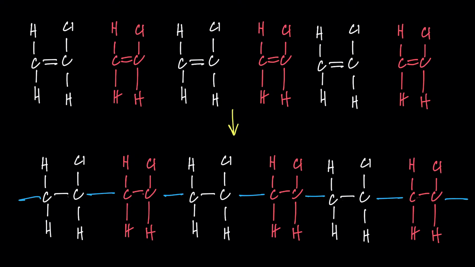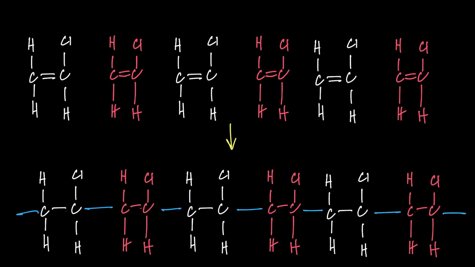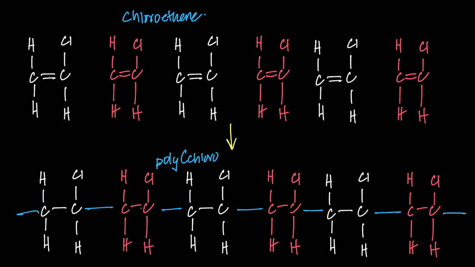This one is in fact what we call PVC. This top fellow is chloroethene. The bottom fellow is polychloroethene. It's a little different from polyethene because polyethene all had H's. This has H, Cl, H, Cl, H, Cl along the chain. Yeah? Any questions about this so far?